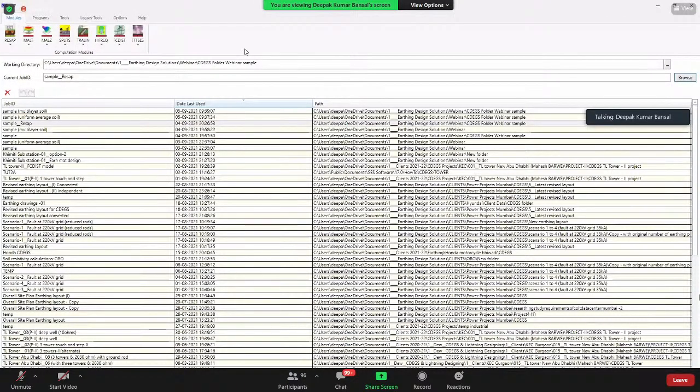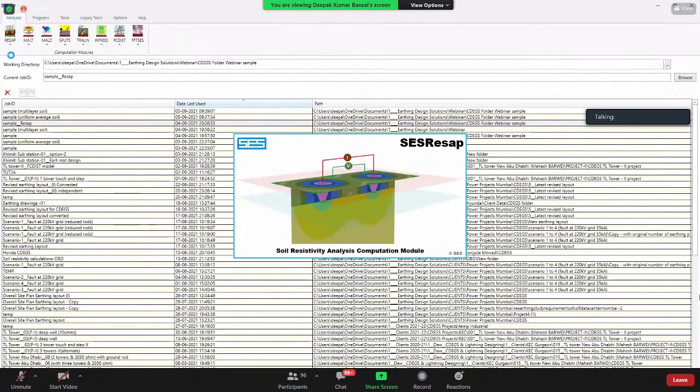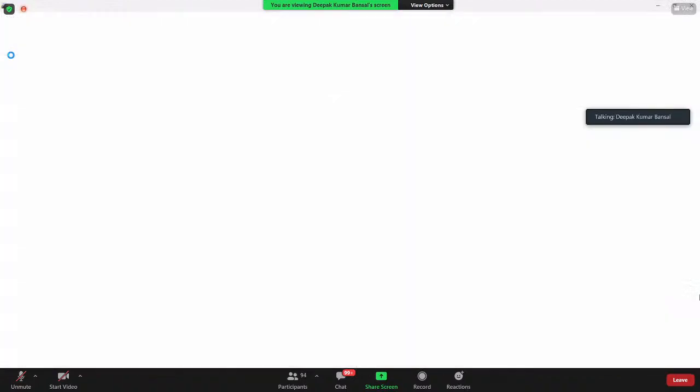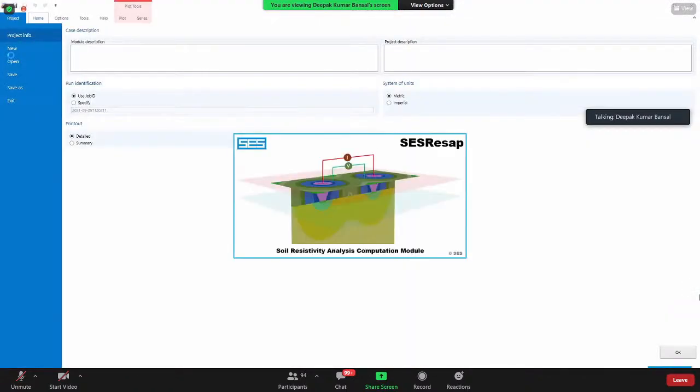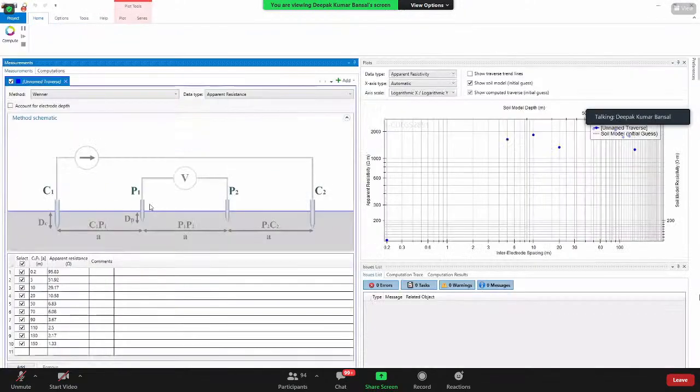So this is the CEDAX screen. Basically, when we start, we see this screen. And there is the RESAP module. This is the MOLZ module. We are going to use both modules to show you ground grid designing. So first, let us start with RESAP. RESAP, as I have already told you, is used for multi-layered soil modeling of electrical resistivity.